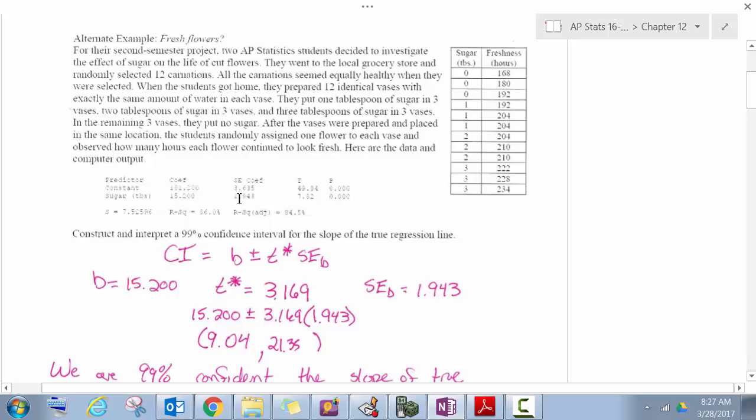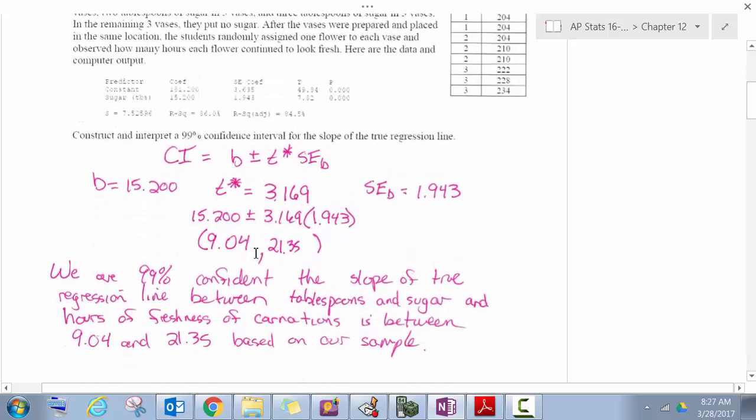Standard error of the slope is right here under the standard error of the coefficient for this one. So 1.943, we substitute it in, 15.2 plus or minus 3.169 times 1.943, we get 9.04 to 21.35. So how do we interpret this?